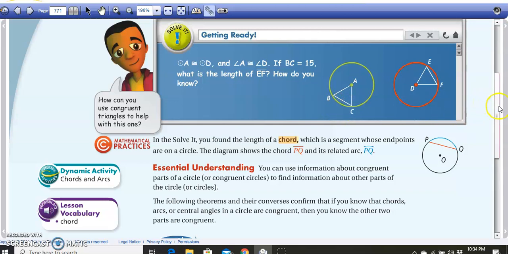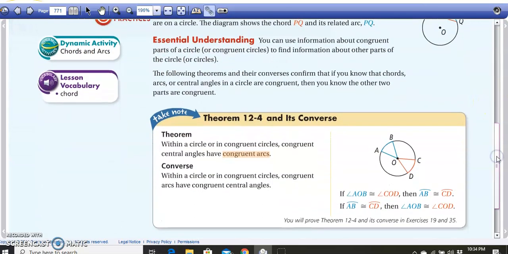Now, saying this, the first theorem that we have, or even we have the theorem and the converse at the same time. It says that if the angle AOB is congruent with COD, then the arc AB, that means the distance from A to B, is congruent with the distance D to C. Well, the converse is if you have the distance D to C is congruent with B to A, then the angles that are inside are congruent. In other words, the arcs are congruent.